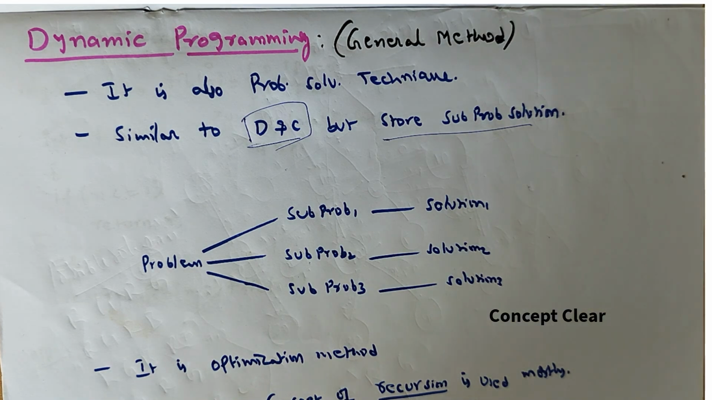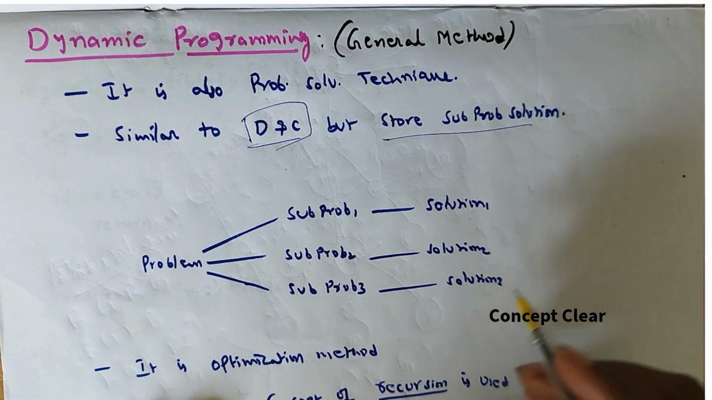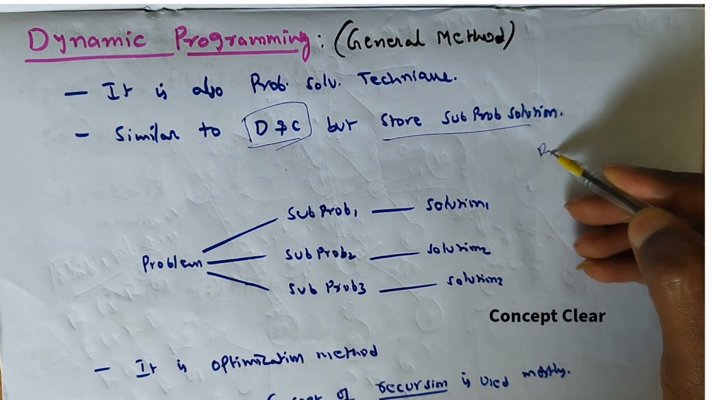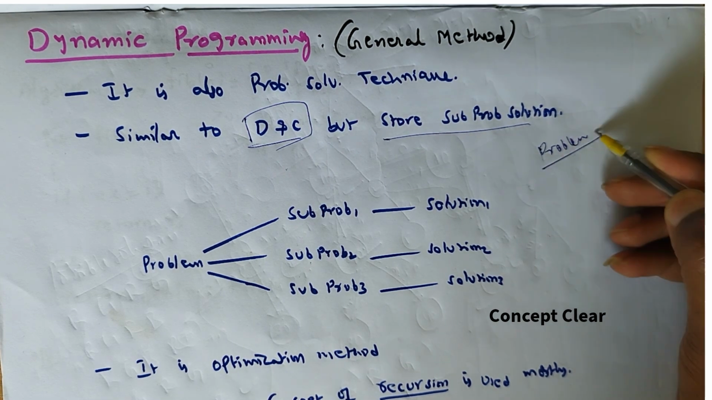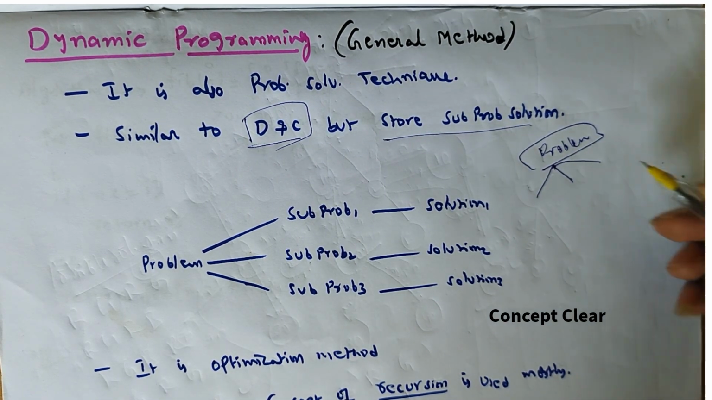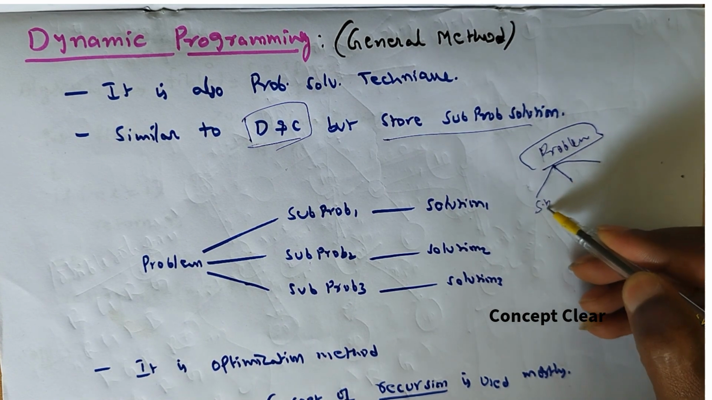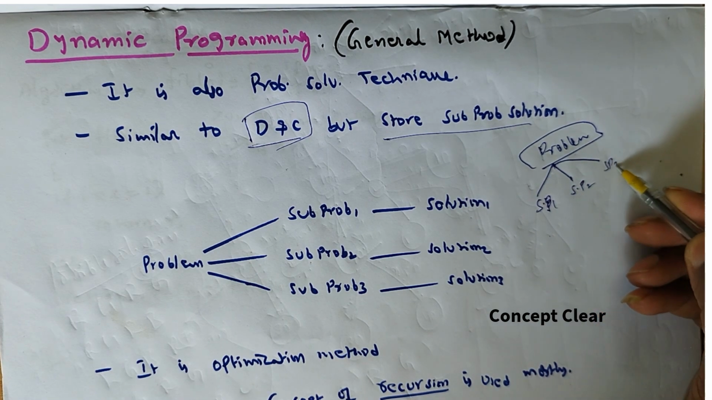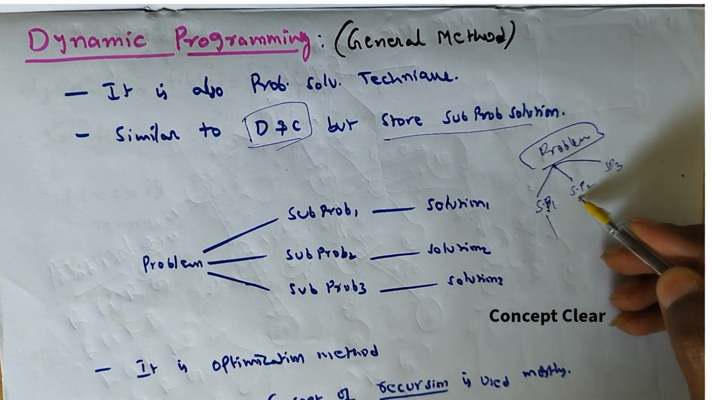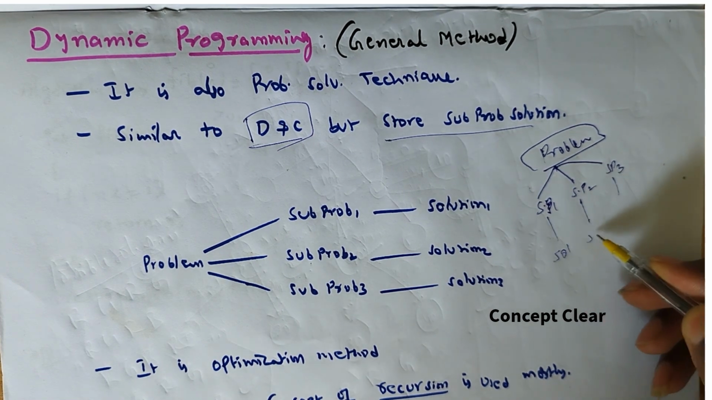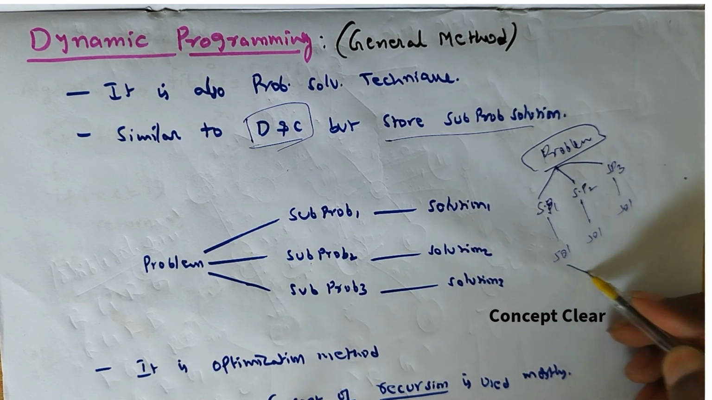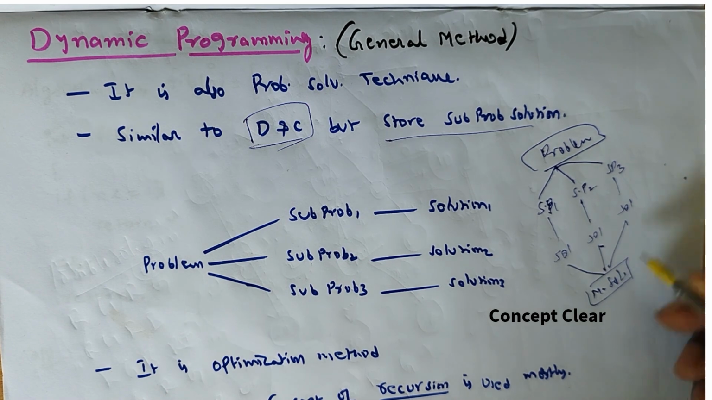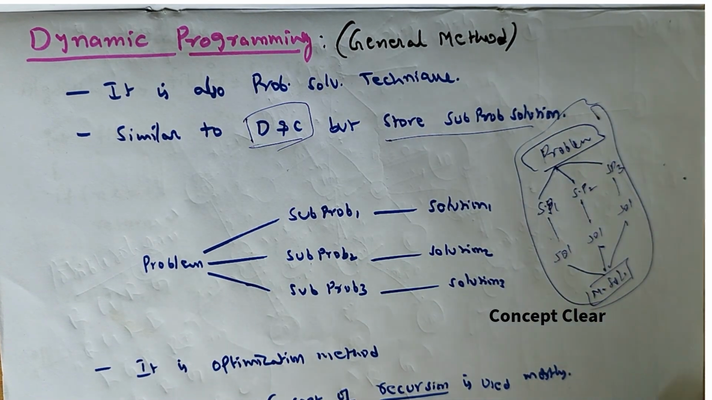First of all, what is the meaning of the divide and conquer rule? Suppose a problem is there. That problem is divided into multiple sub problems: sub problem 1, sub problem 2, sub problem 3. Every sub problem gets a solution, and finally all the solutions are clubbed together as the major solution. That is the technique of divide and conquer.